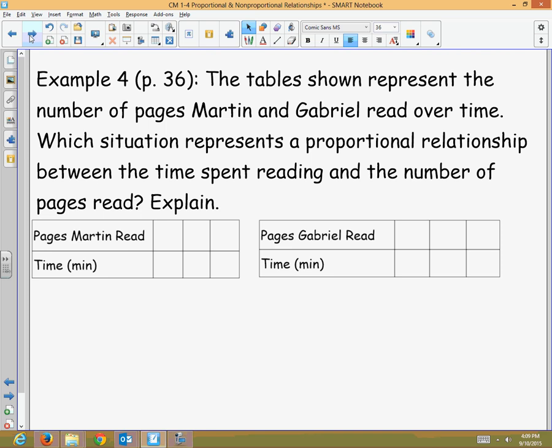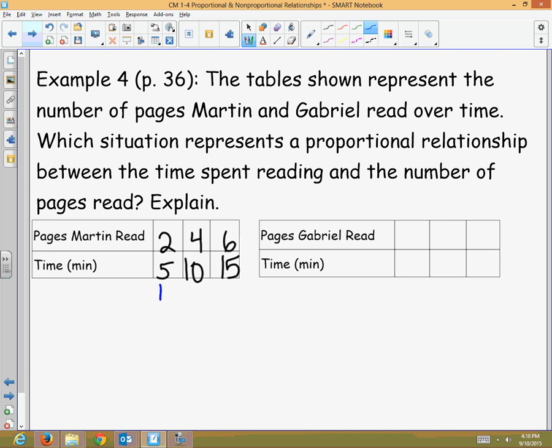The pages Martin read are 2 pages, 4 pages, and 6 pages. The time it takes for 2 pages is 5 minutes. The time for 4 pages is 10 minutes. And 6 pages takes 15 minutes. So let's go ahead and compare to see if Martin's pages and time are proportional to each other. The way to do that is to show it as a fraction.